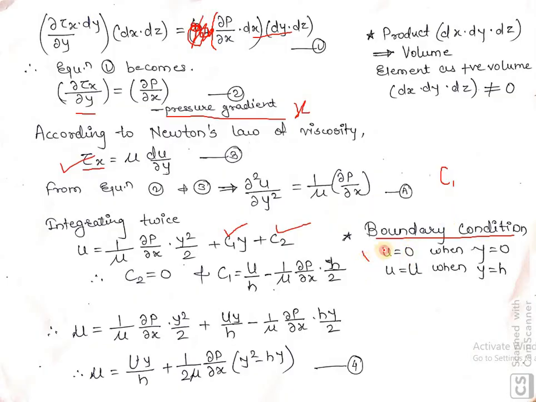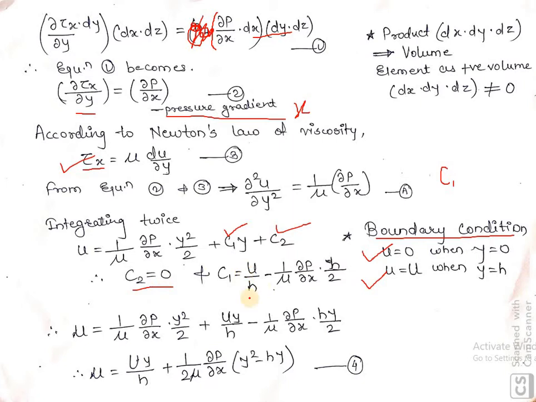So now using this first condition and substituting it in this equation, you will get C2 equals 0. As both the values are 0, all the three terms will be 0 and C2 will be equal to 0. Similarly, now substitute the second boundary condition in this equation. So here it will be capital U equals 1 by mu, ∂p/∂x into h square by 2 plus C1 into h. Now taking h, or dividing by h throughout.